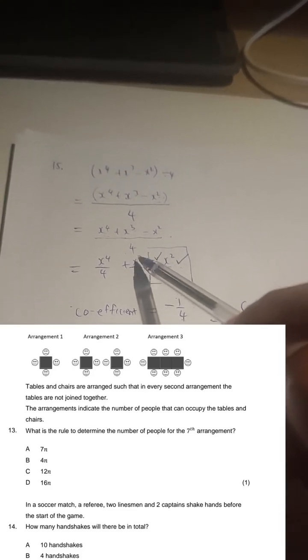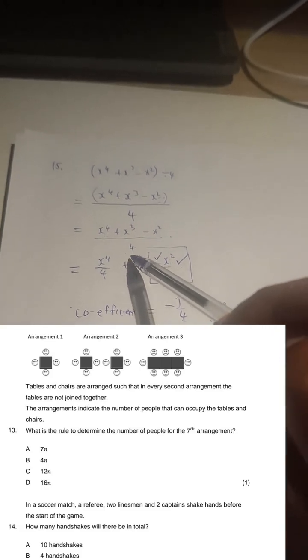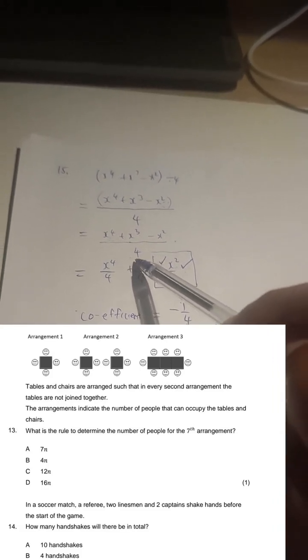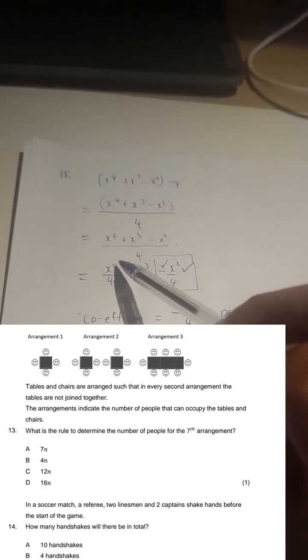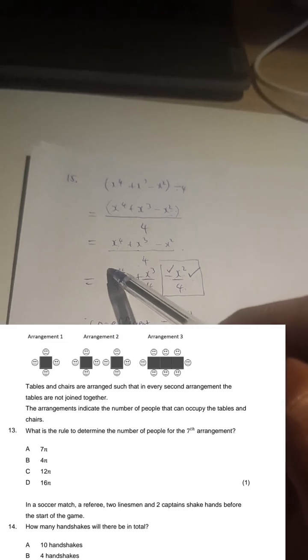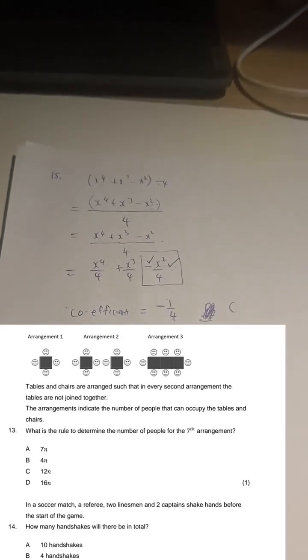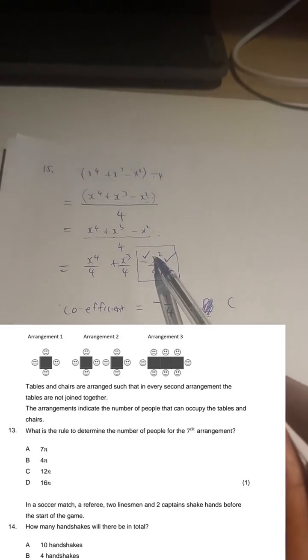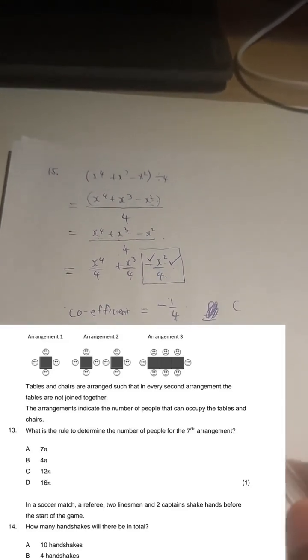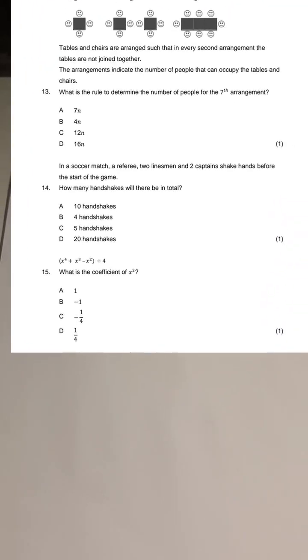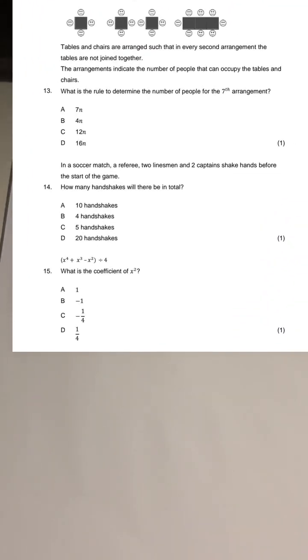Had they asked us for the coefficient of the x cubed term, it would be +1/4. If we had been asked the coefficient of x to the power 4, it would also be 1/4, that is positive. But since we are asked the coefficient of the x squared term, it's -1/4. So we choose option C for number 15. Okay, let's move on to the next question.